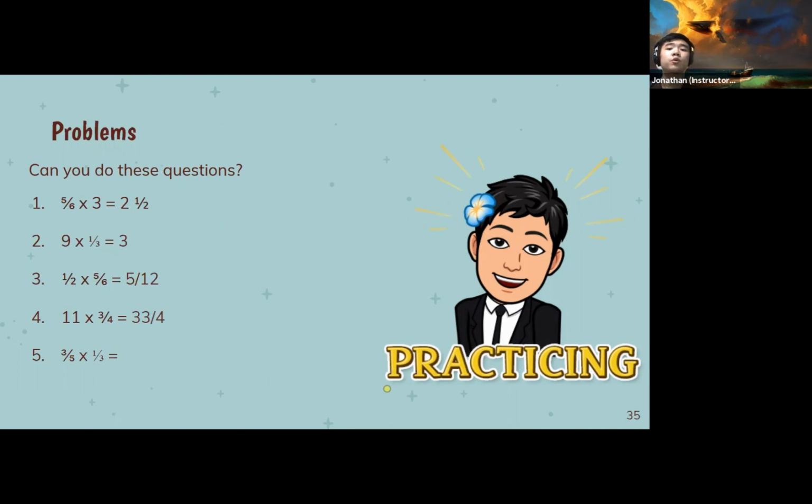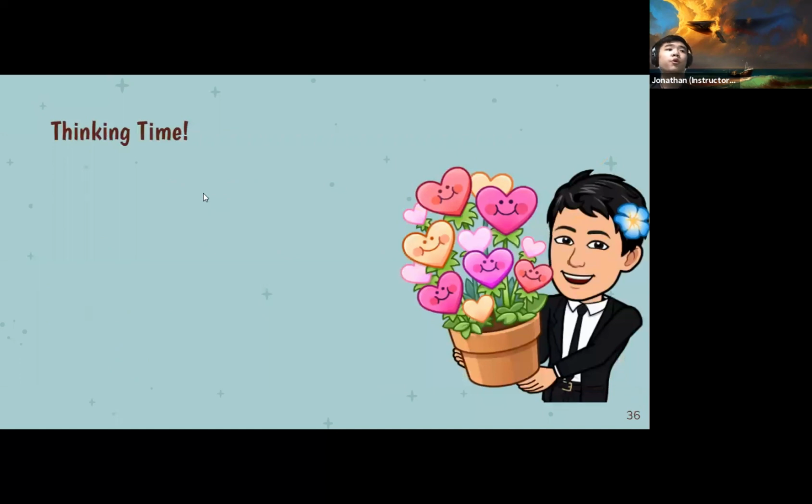The fourth one is 34/4, aka 8 and 1/4. And the last one is 1/5. You can just cancel out the 3 and the 1/3, and you get 1/5. So, thinking time. Multiplication. So this is how to explain how to do fractions.